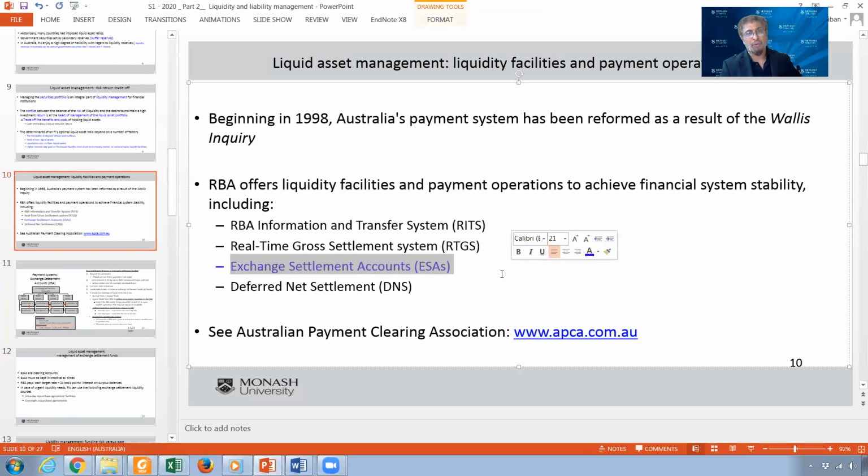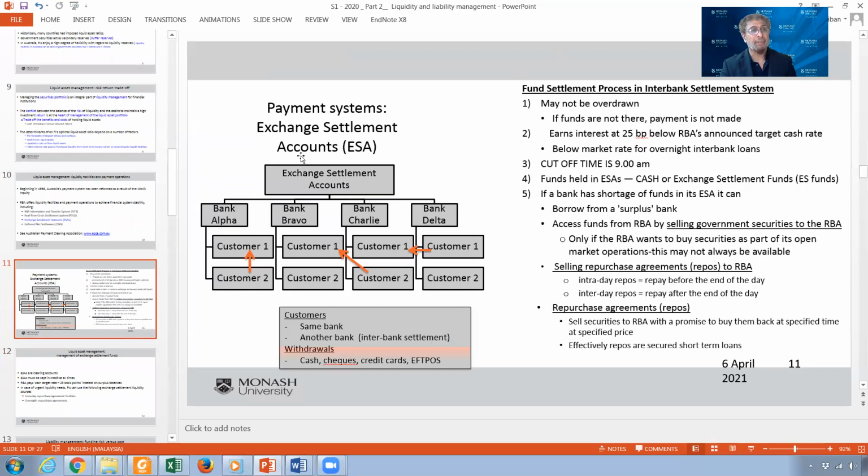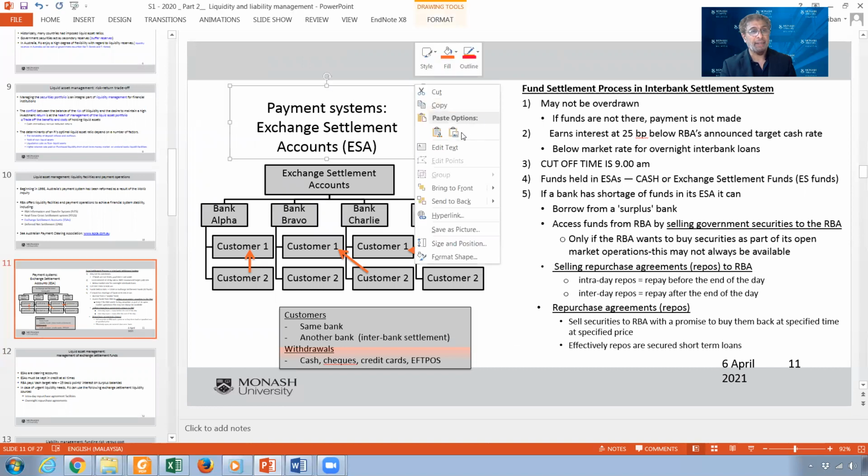We have it everywhere, and it is related to liquidity because you have to have always funds in this account, which is held by the central bank. And if you don't have enough in the account, you are under what we call liquidity risk. Now, this is the daily transaction that is happening every day, okay?